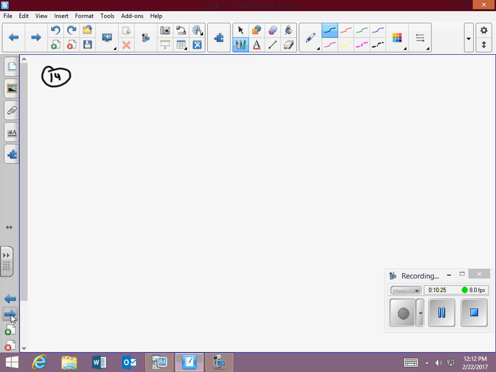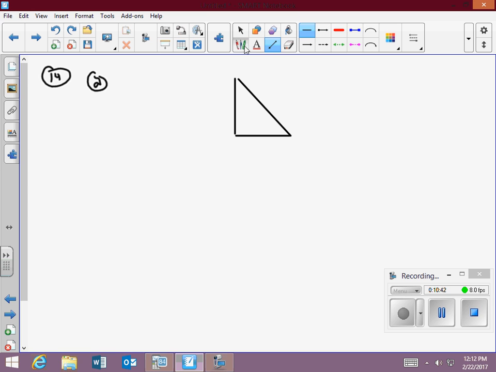It says find the missing lengths of the triangles. So part A, we have this one is 45 degrees. This is 45. Now, they're giving this 9. Well, in a right triangle that has 45 and 45, the two side legs are equal, so this is 9.